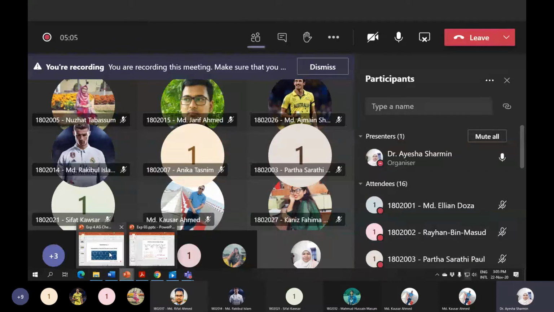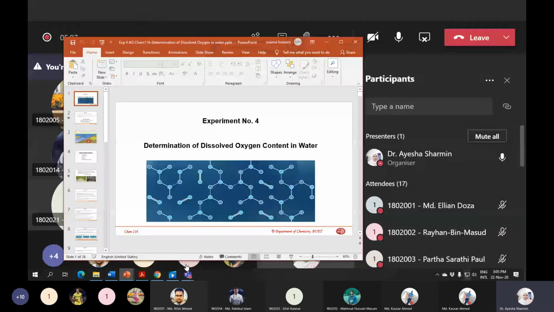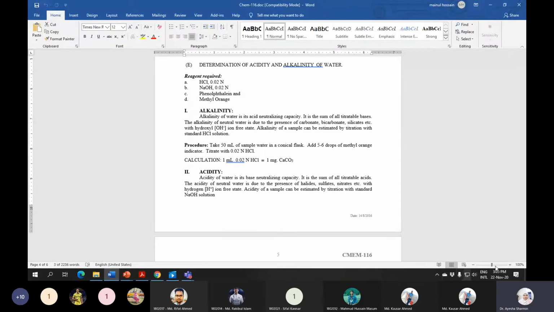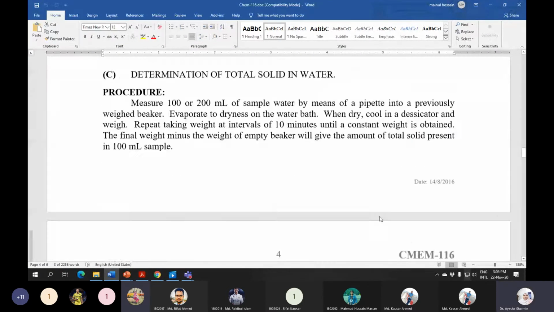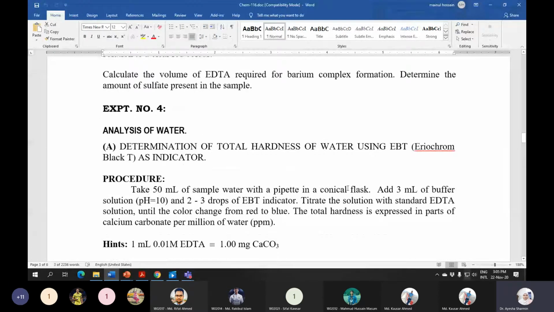So today's experiment is determination of dissolved oxygen content. But if you look at the experiment manual, you can see my screen. Yes, ma'am. Okay. So this experiment you have, experiment 4, is about the analysis of water. All the properties of the water, especially the physical properties, are necessary to make sure that this water is usable for either drinking purposes or for industrial purposes.